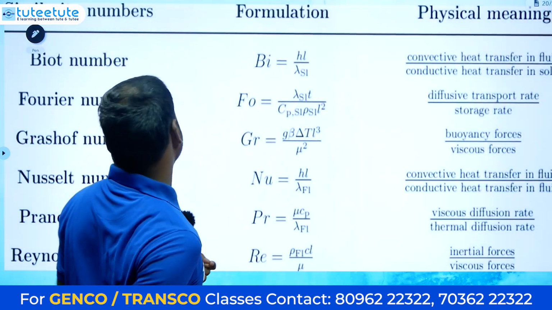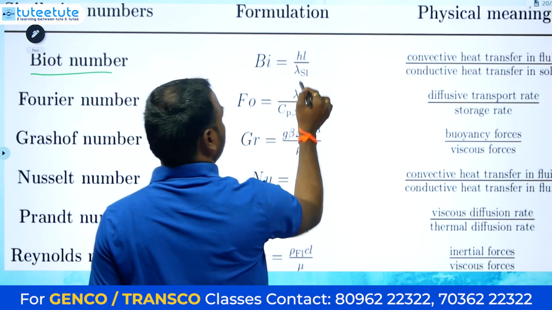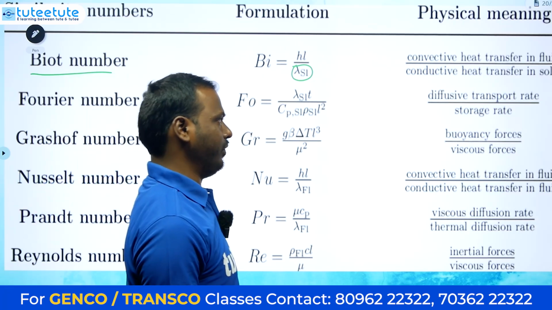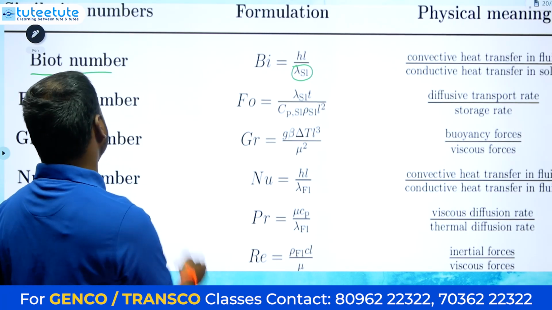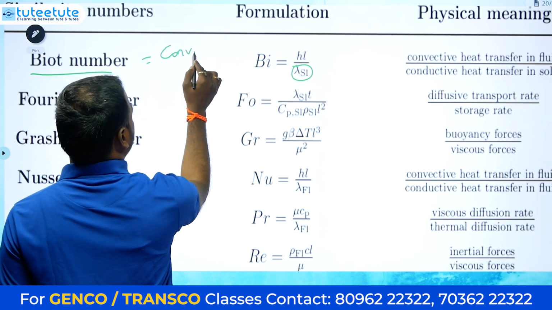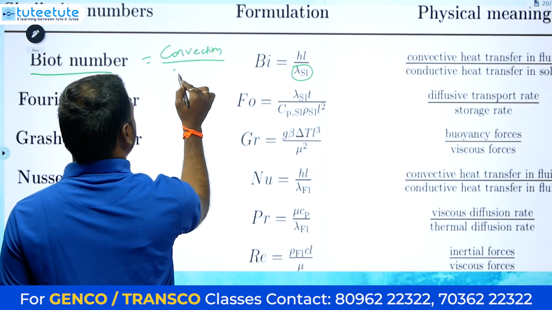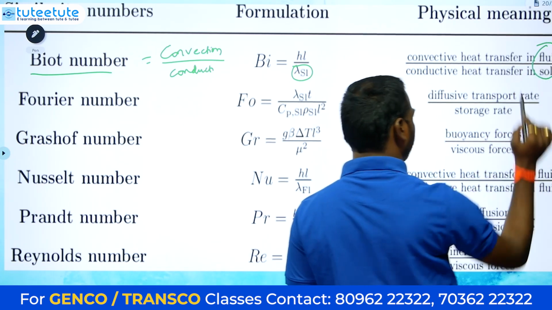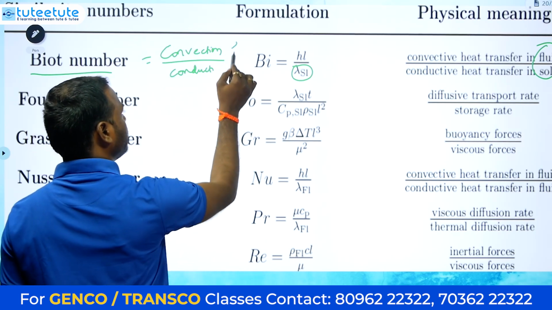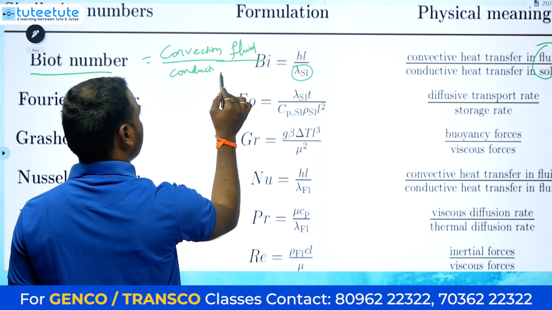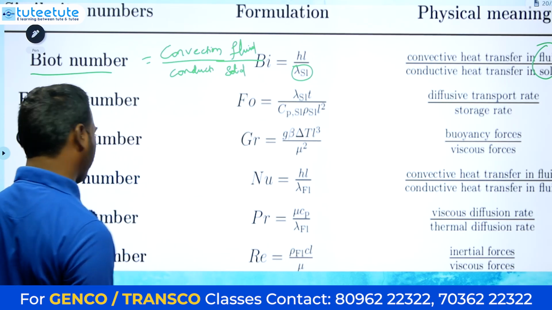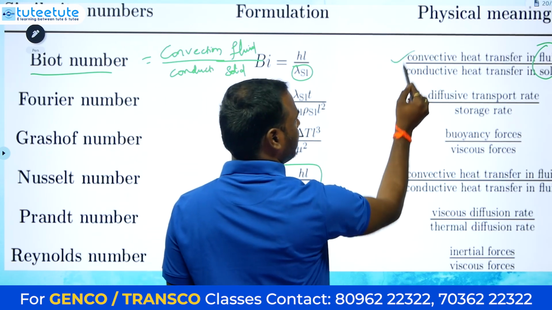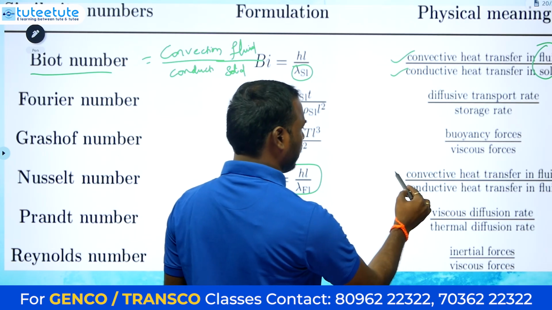If you look at this, the Biot number is hL by, of course here alpha he has shown, but you can take it as k, the thermal conductivity, conductive heat transfer in a solid. The Biot number is the convective heat transfer to the conductive heat transfer. But both are not solids or both are not fluids. The convective heat transfer we generally take in terms of fluids, but conduction in terms of solids. That is the difference. And the Nusselt number is the same thing, convective to the conductive. Here also convective to the conductive.